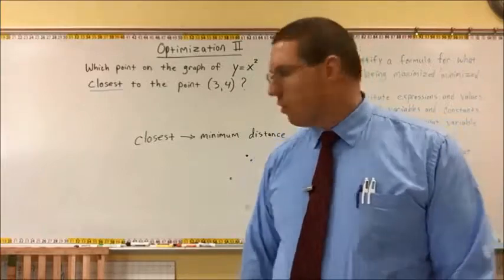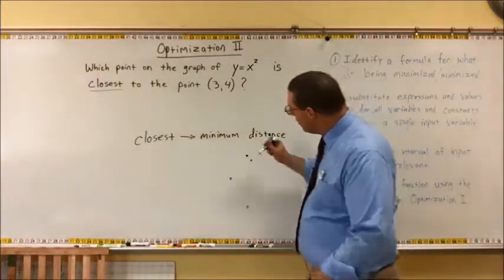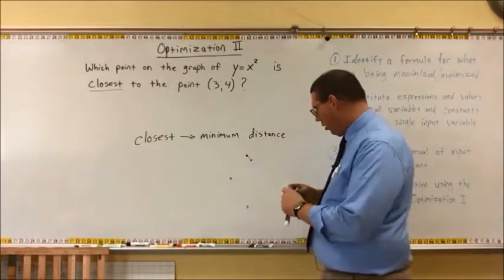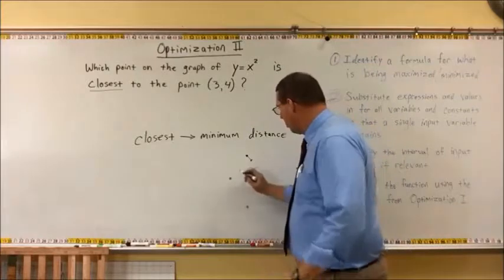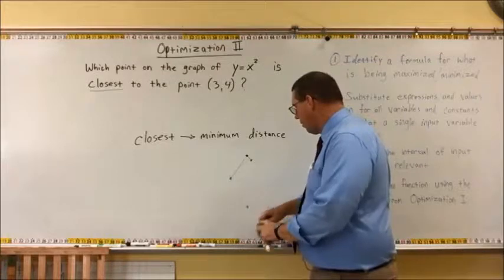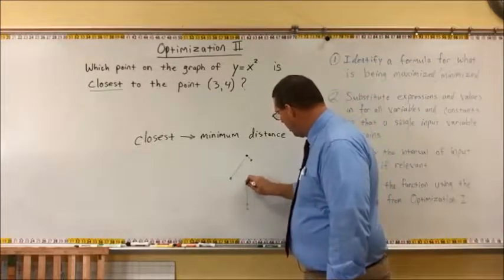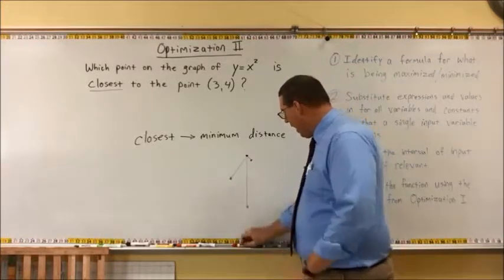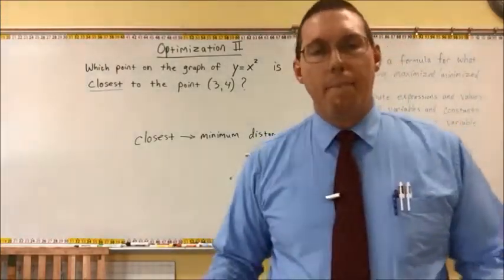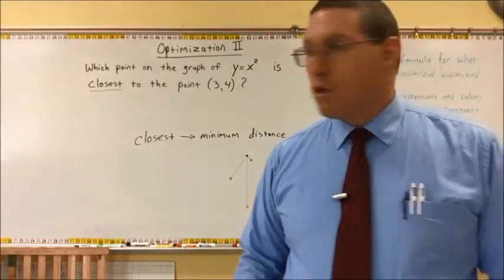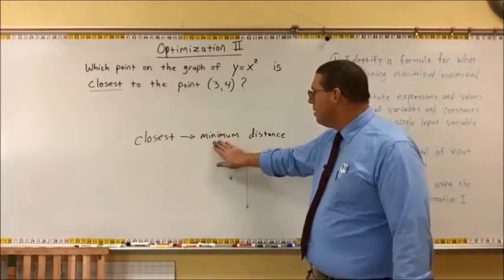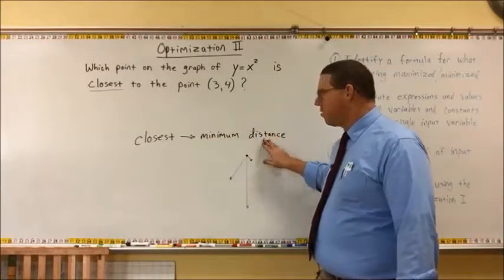The reason it is the closest dot is because the distance between the blue dot and the black dot is shorter than the distance between the green dot and the black dot, and certainly shorter than the distance between the red dot and the black dot. That line between the blue dot and the black dot is shorter. It is a minimized distance. So when we say closest, what we're talking about is doing a minimum on the distance formula.